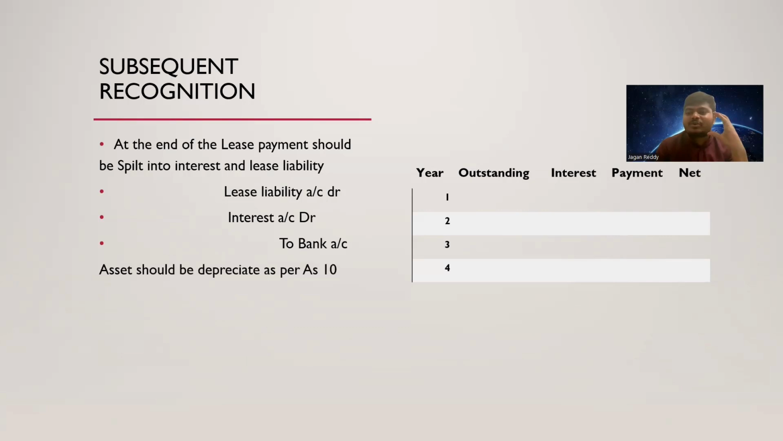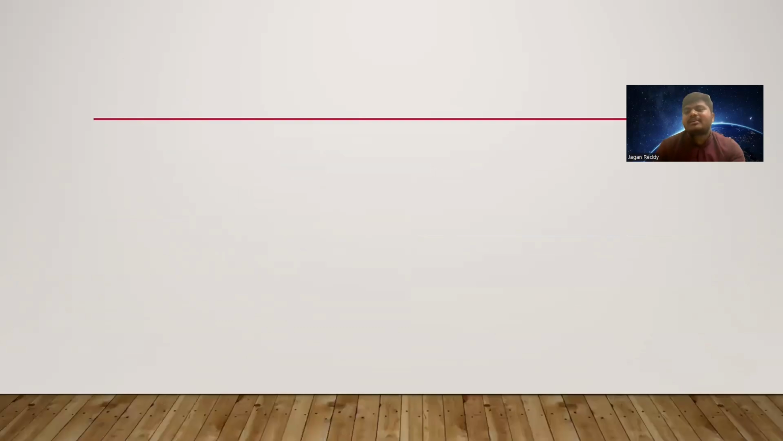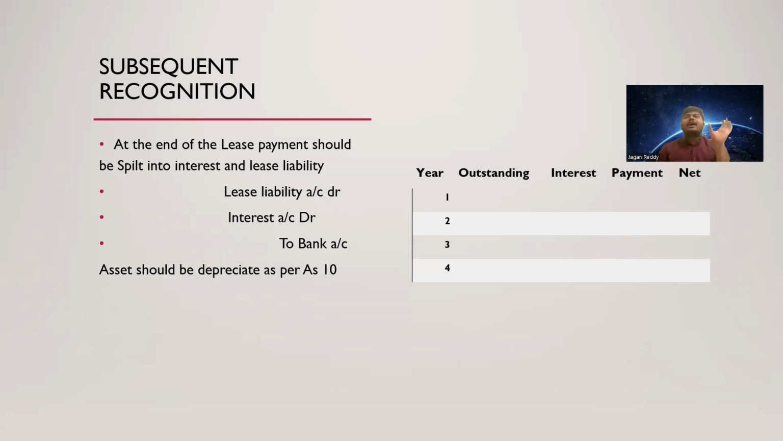With respect to the asset, we have already recognized it, and we have to depreciate as per AS 10. What will be the accounting treatment? Depreciation account debit to asset account. Now I will summarize the accounting treatment in the books of lessee. Finance lease: first, initial recognition will be the lower of fair value of an asset or present value of minimum lease payments. Are you understood? So what will be the journal entry?